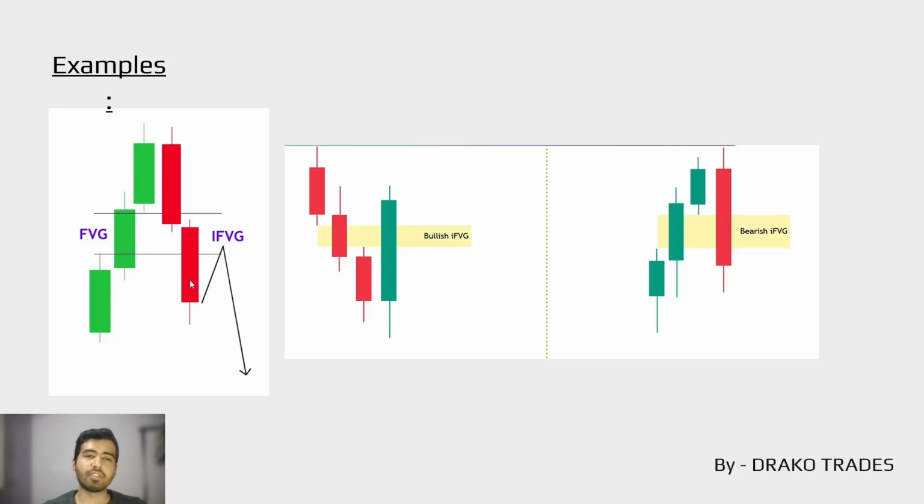So the IFVG, when there is a change in state of delivery or whatever you say, market structure shift, it is very likely that price will retrace back up to this IFVG, and then you can get your entry at the IFVG, and the price will continue in its original direction. So here you can see a bullish IFVG. There is a change in state of delivery or market structure shift, and after that price will retrace back up to this IFVG and then continue higher, and the vice versa happens in the bearish IFVG. There's a change in state of delivery, and the price is very likely to come up to this bearish IFVG, and then it may continue down.